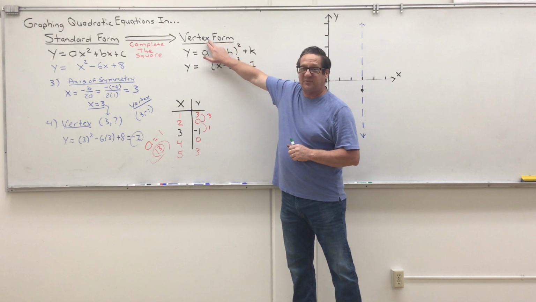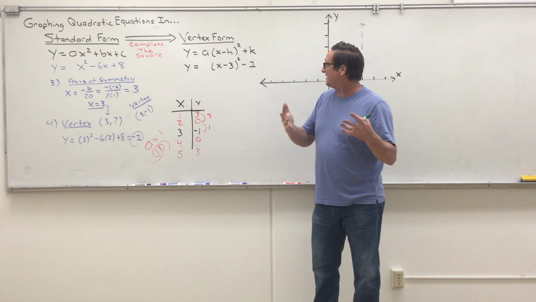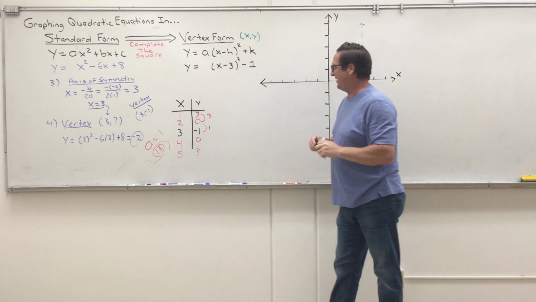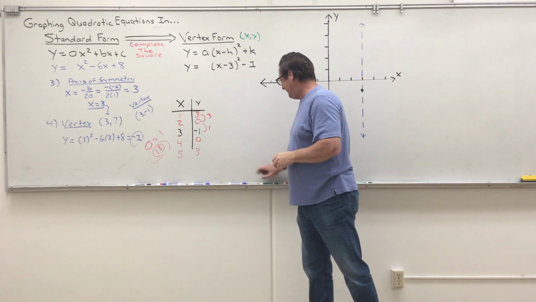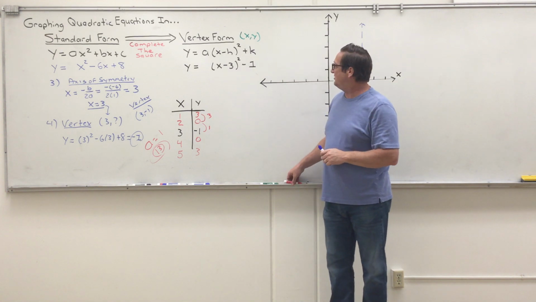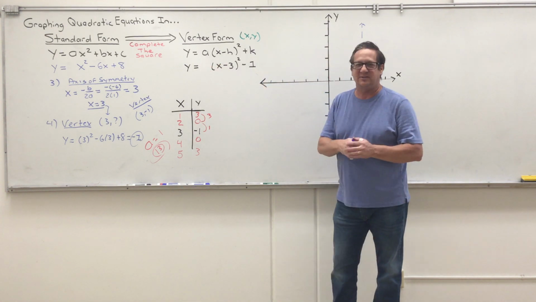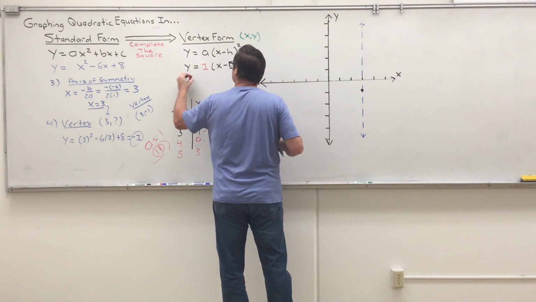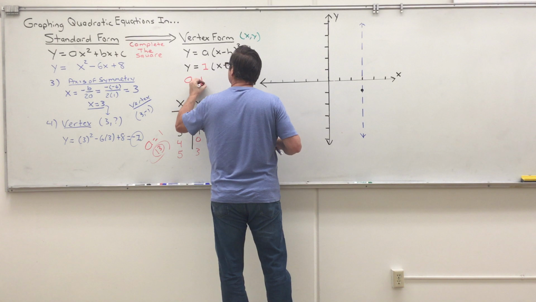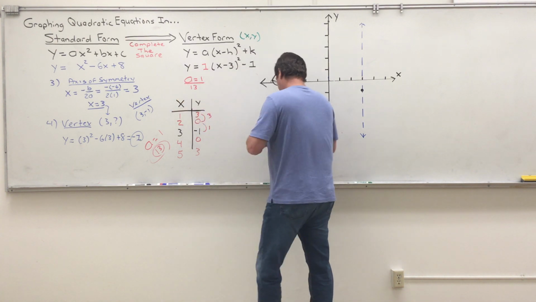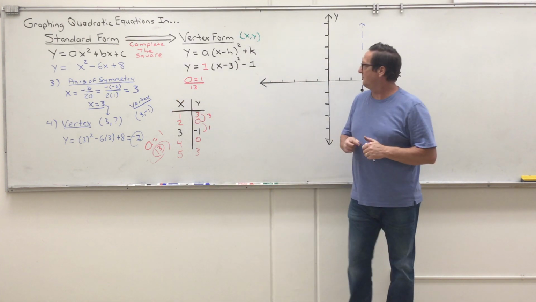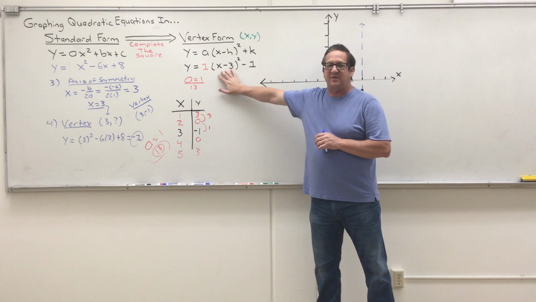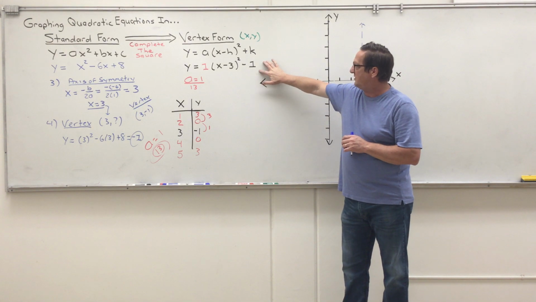Now, vertex form actually means vertex. We're going to find our vertex right here, okay? Now, notice there is no A value right here, okay? So if there's no A value, of course, it's skinny friend. And this represents our x value of our vertex, and this represents our y value, okay?